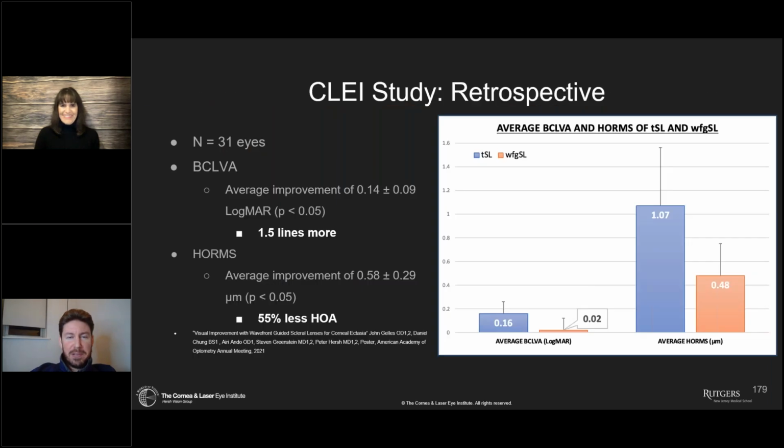Sorry, there's like a whole bunch of animations on this, and then the study data.